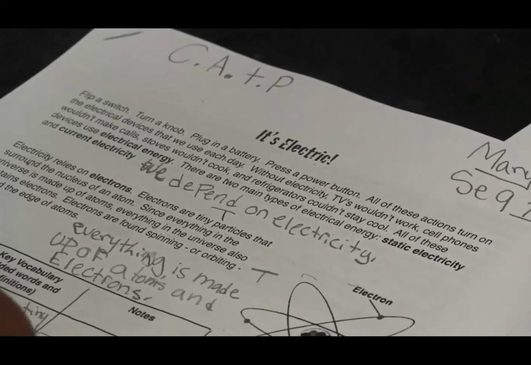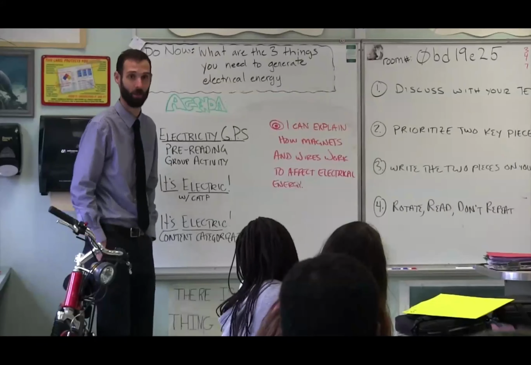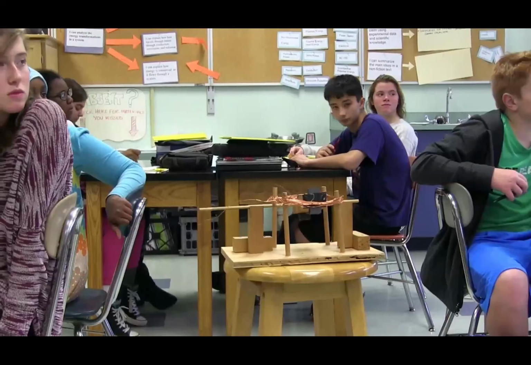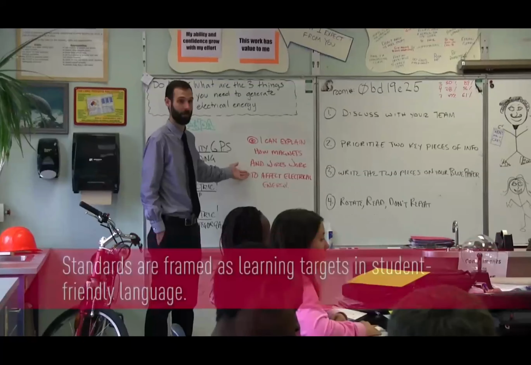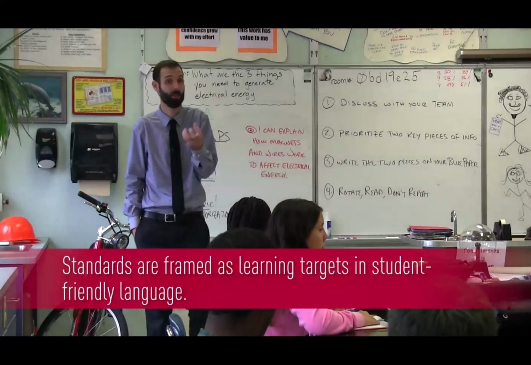Basically today, we're going to read a really complicated article that explains why moving magnets over wires makes electricity. All of this stuff is focused on this target. I can explain how magnets and wires work together to affect electrical energy. So today we're going to learn the why.